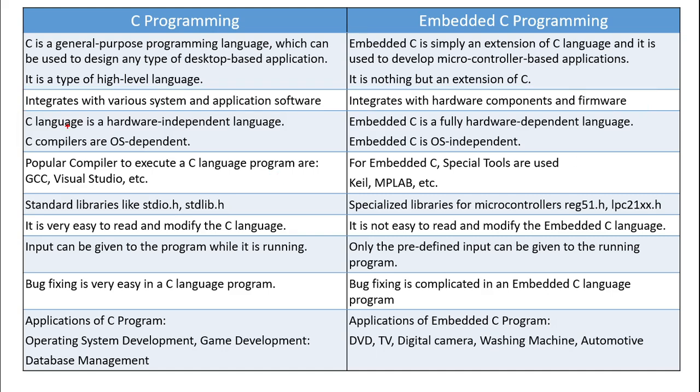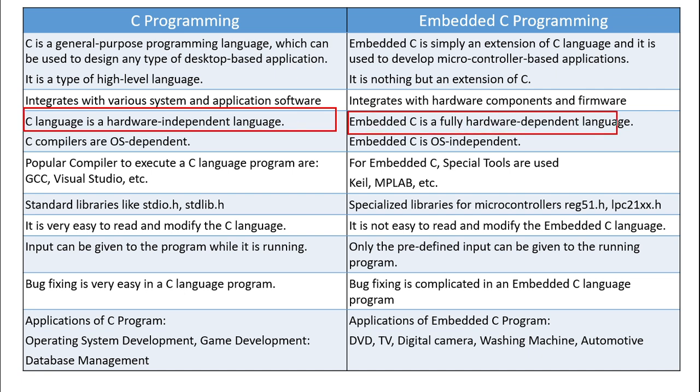Then the third difference here is that C programming is hardware independent, but embedded C is hardware dependent.